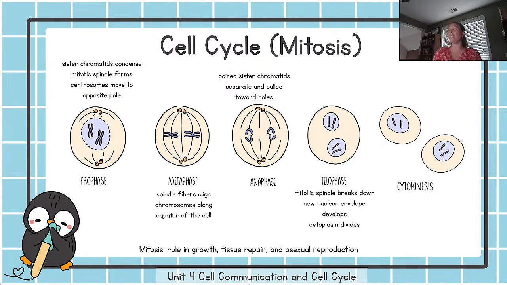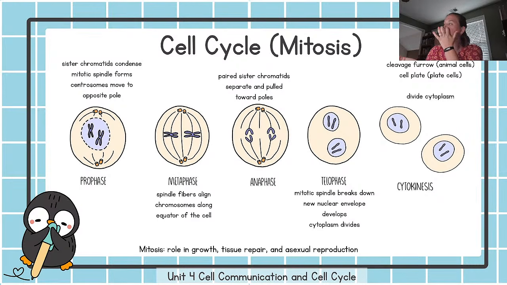Anyway, so telophase is going to be when we form our two new nuclei. So here you kind of have separated. We form the new nuclear envelope around it. The mitotic spindle is going to break apart. And then, of course, after this is when we go into cytokinesis, which is when we divide that cytoplasm, okay?